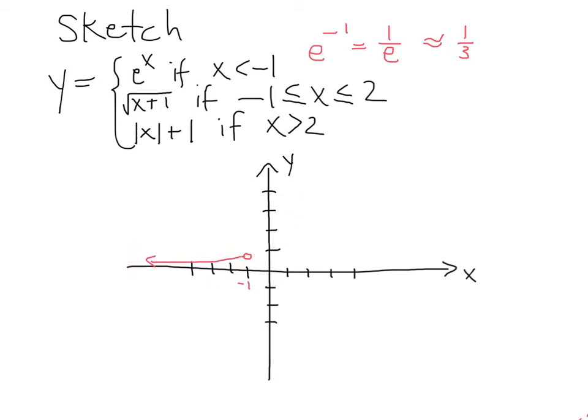Okay, next we move on to the second rule. So y equals the square root of x plus 1 if x is between negative 1 and 2. So we take this value, negative 1, and plug it into the function. We get the square root of negative 1 plus 1, which is equal to the square root of 0, or 0. And when we take the value of 2 and plug it in for x, we get the square root of 2 plus 1, or the square root of 3.